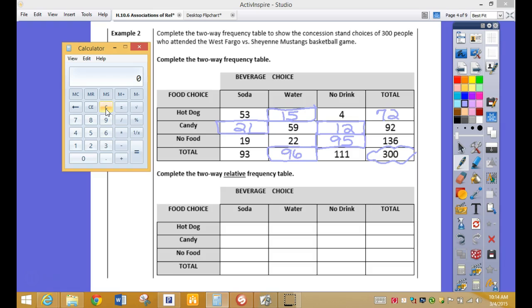I'm going to hit clear. What's our new total we want to work with now? It's not 250 anymore, it's 300. So let's put 300 and make that our new memory and hit M+. Well, that's my new memory.